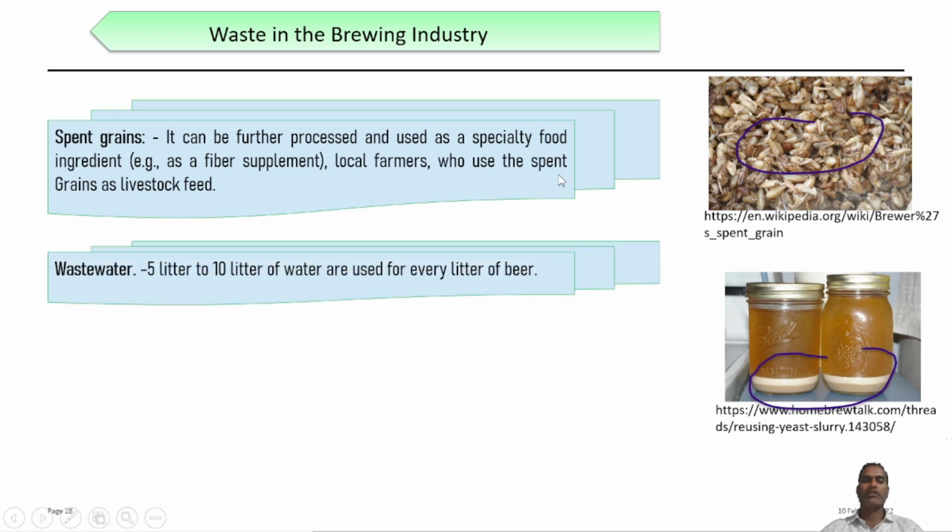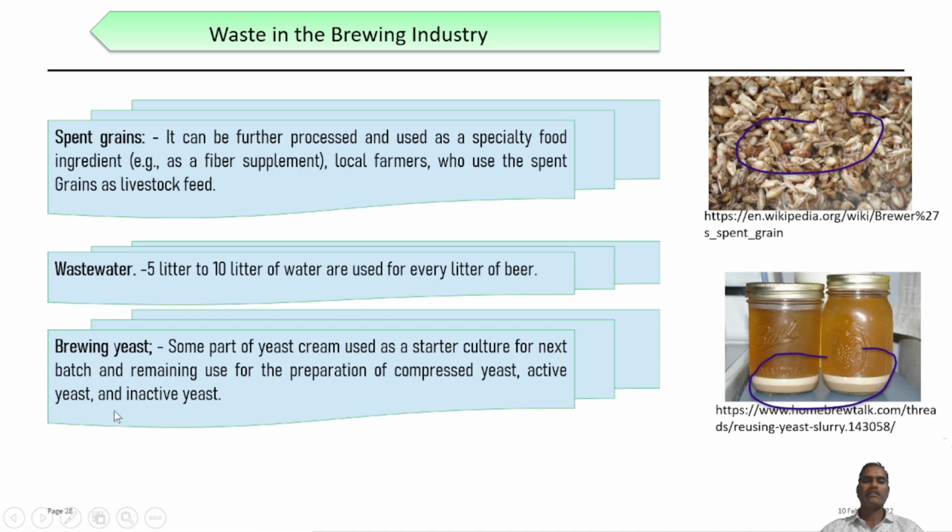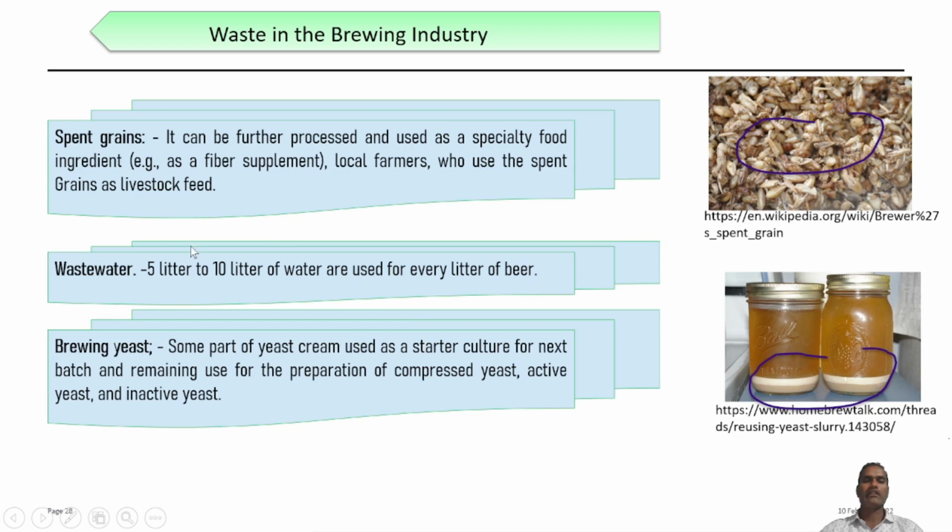The second one is wastewater. A large quantity of water is required in the brewing industry. For the production of 1 liter of beer, the brewery requires 5 to 10 liters of water. The third waste is the brewing yeast. After the completion of fermentation, the yeast settles down. This yeast is used for the production of baker's yeast, active dry yeast, inactive yeast, or compressed yeast. These are the main wastes generated in the brewing industry.